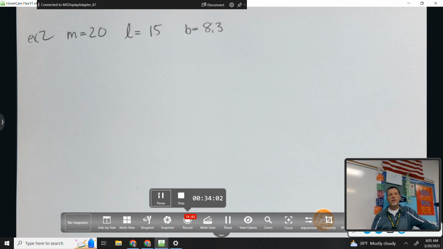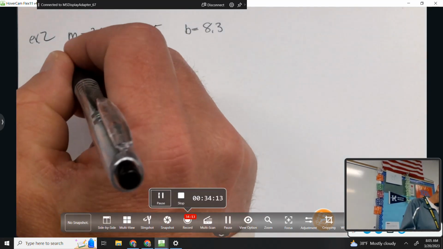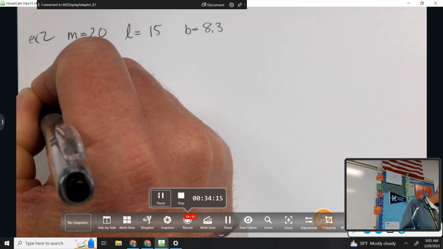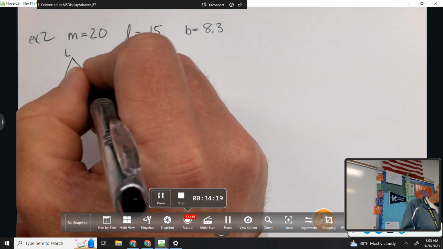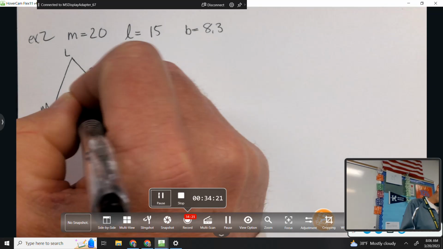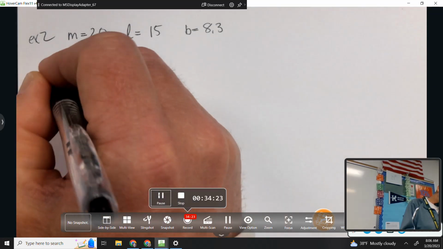I don't know why I picked MLB. Maybe baseball's on the mind. It's starting soon. So we got triangle MLB. Side M is 20. Side L is 15. And side B is 8.3.